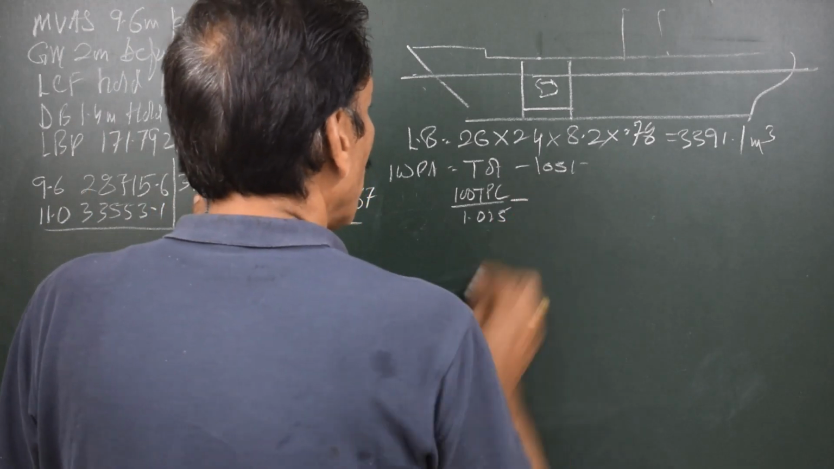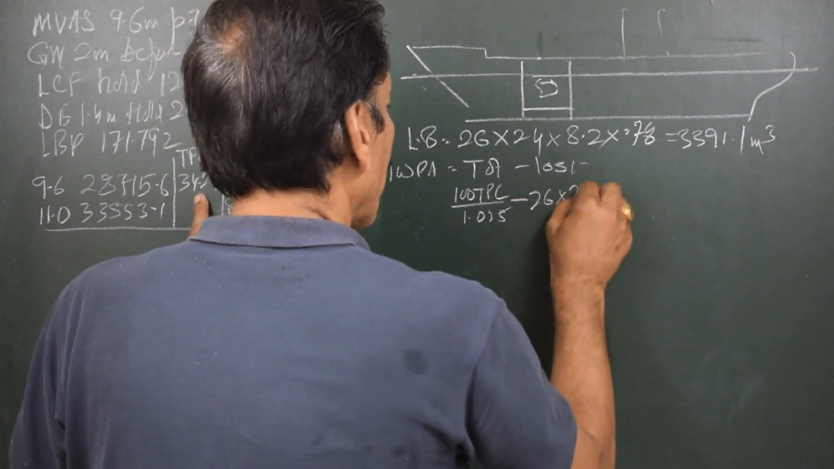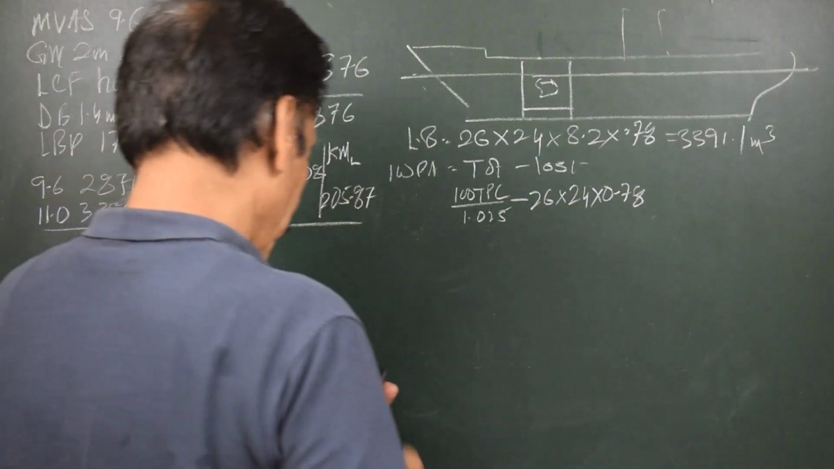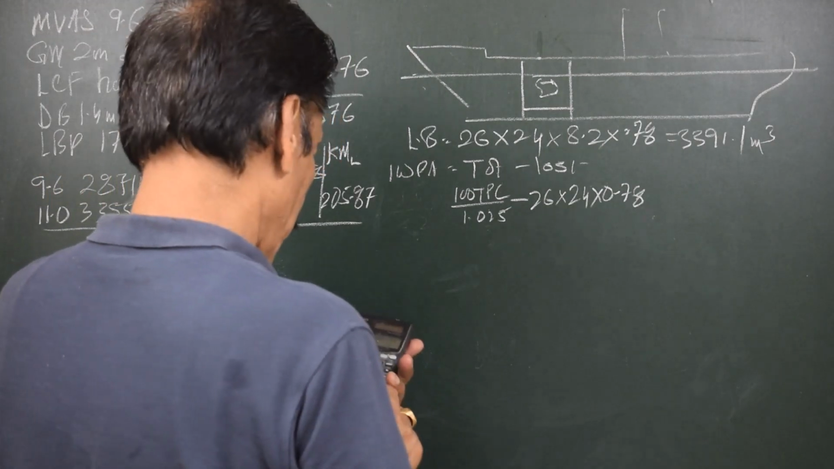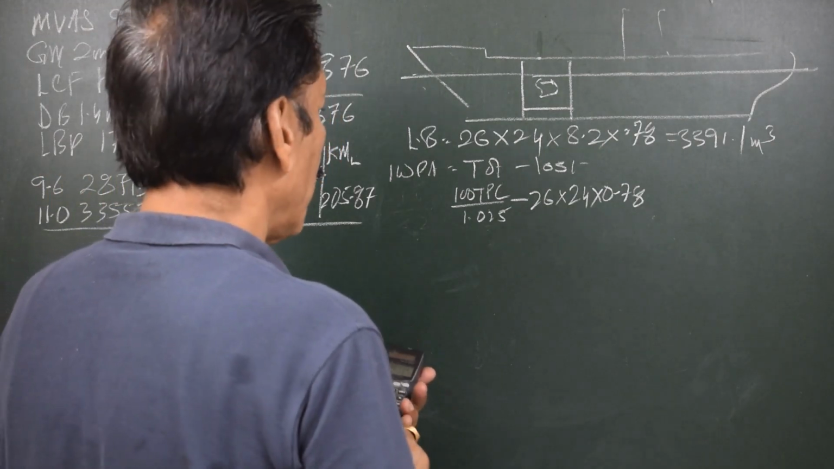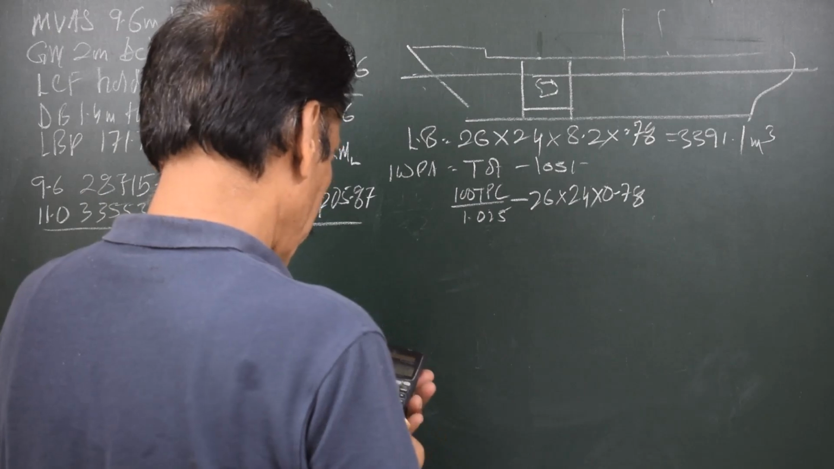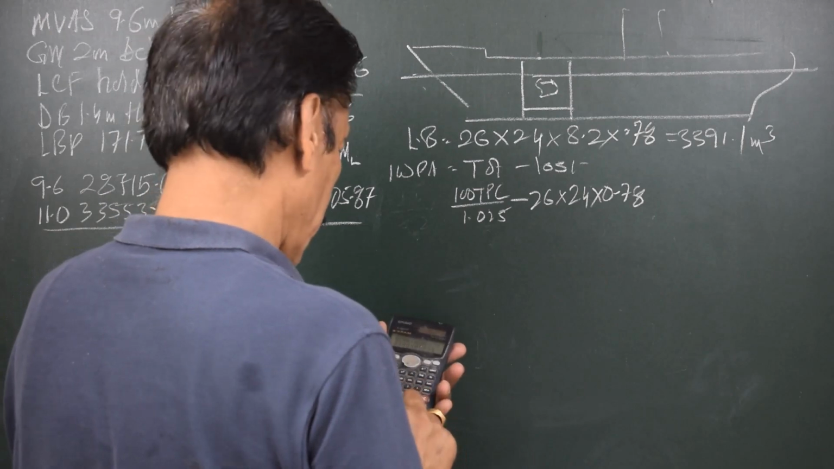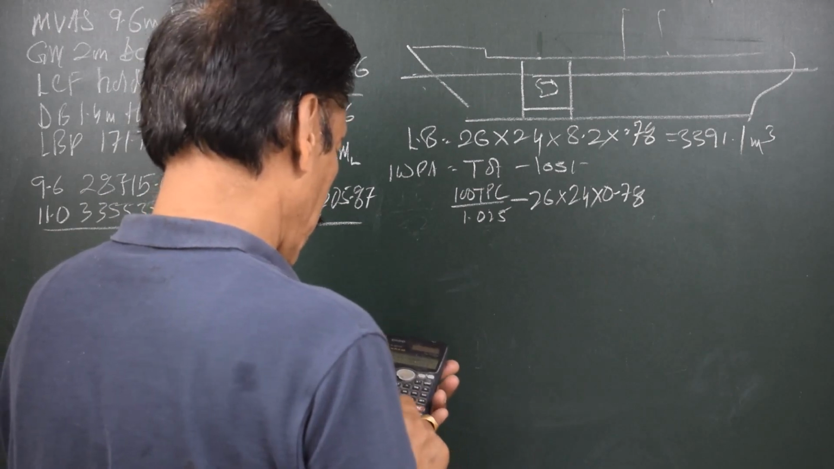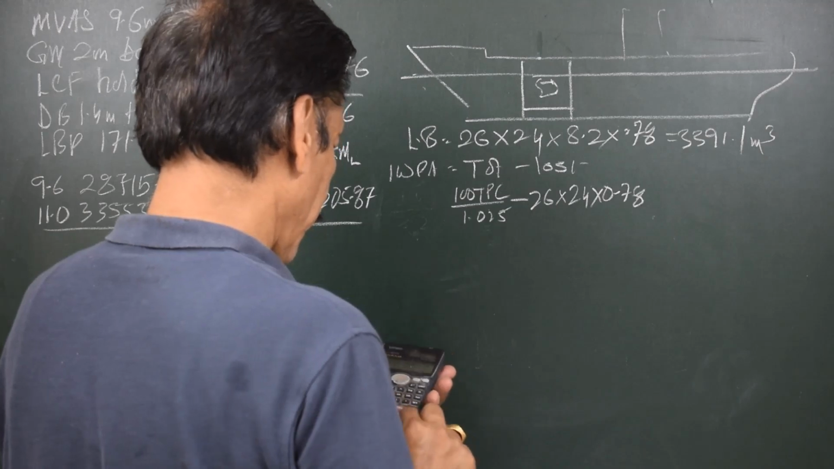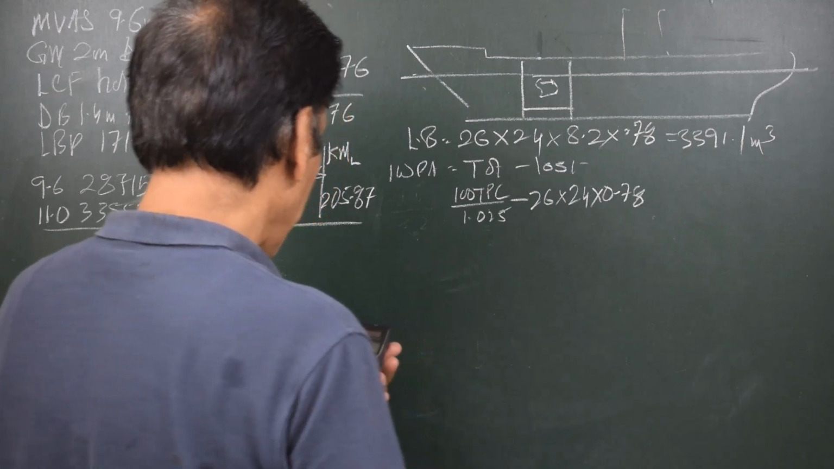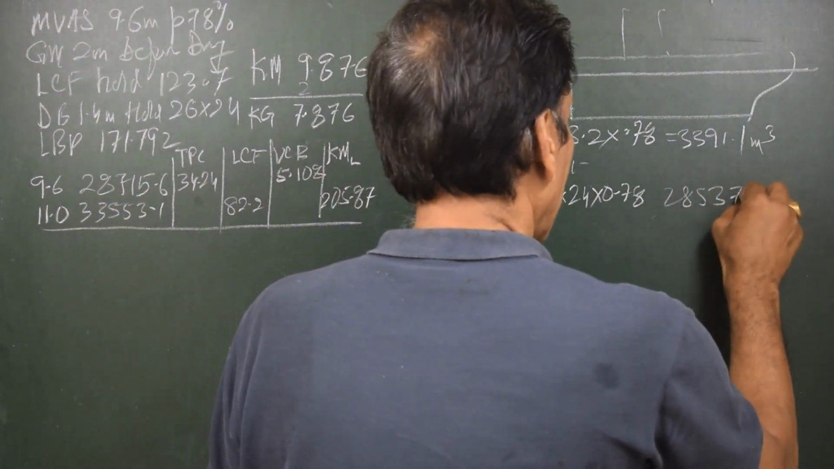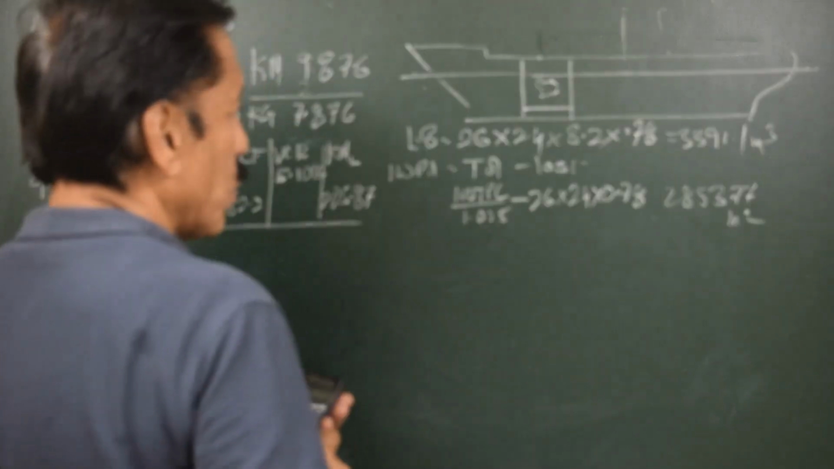From here, the lost water plane area is 26 into 24 into 0.78. So 100 TPC, 3424 divided by 1.025, minus, in the bracket, 26 into 24 into 0.78, gives me 2853.77 meters square.